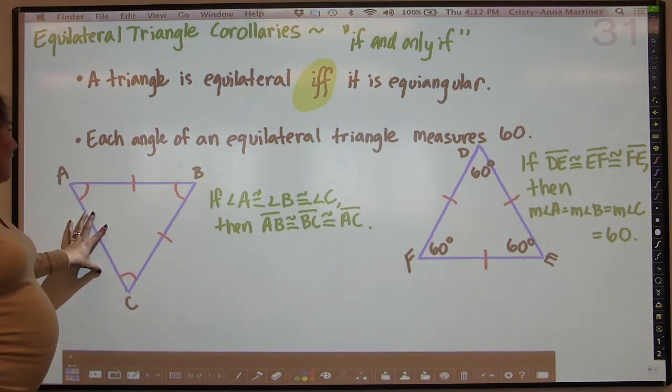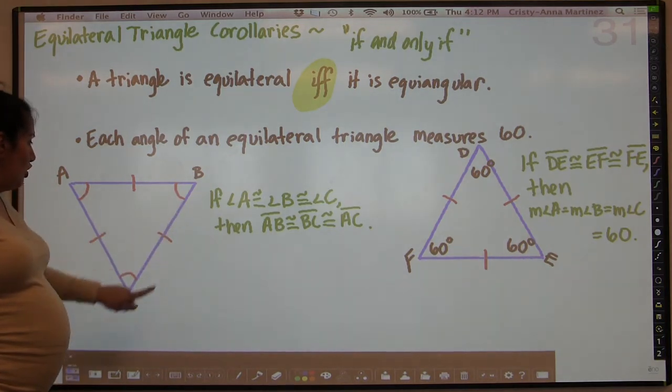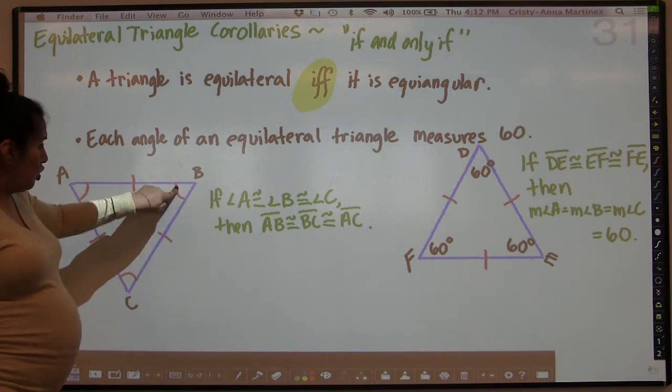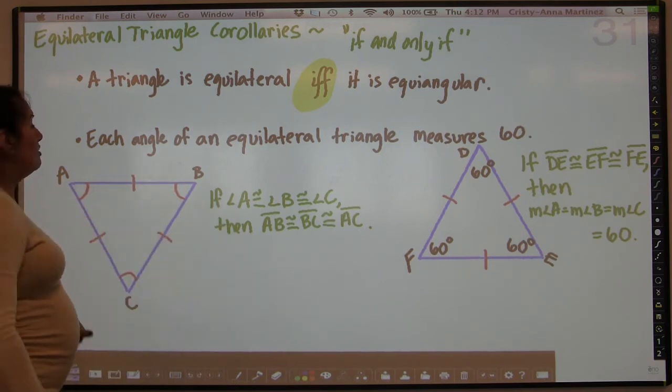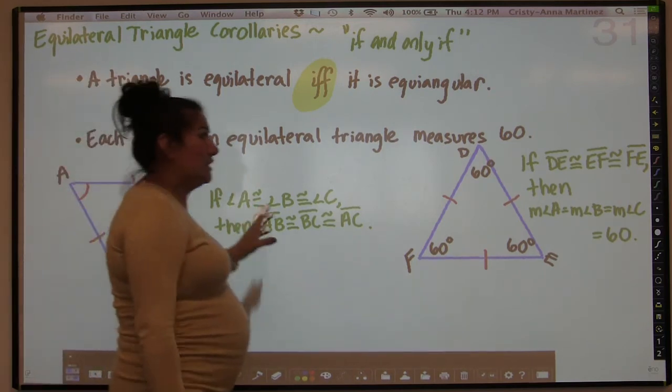And so we have here a diagram. We've got angle A is congruent to angle B, which is in turn congruent to angle C. So they're all congruent to each other. Then segment AB is congruent to segment BC and also segment AC. Your second corollary says each angle of an equilateral triangle measures 60 degrees.